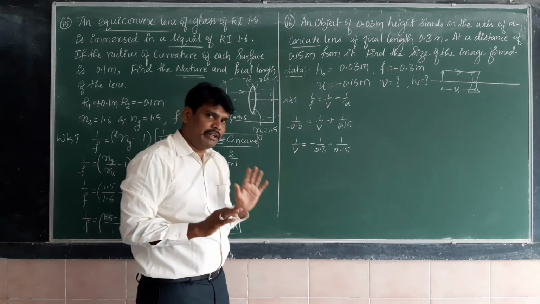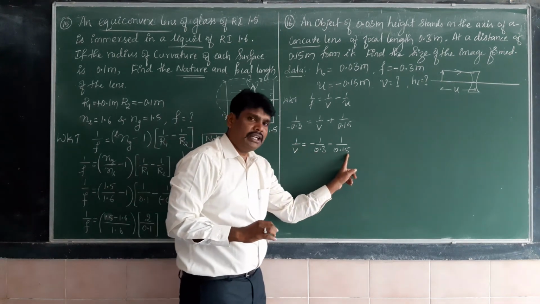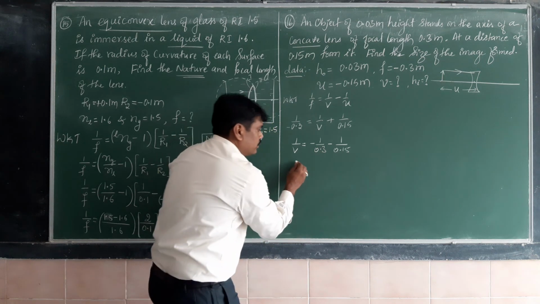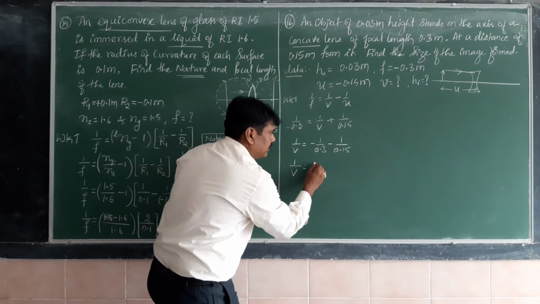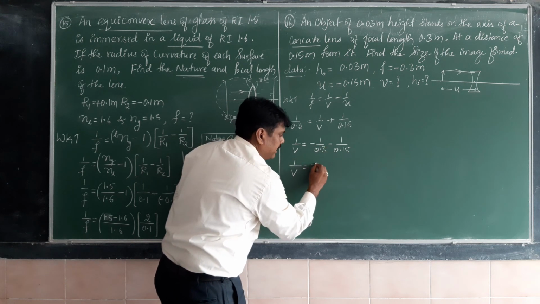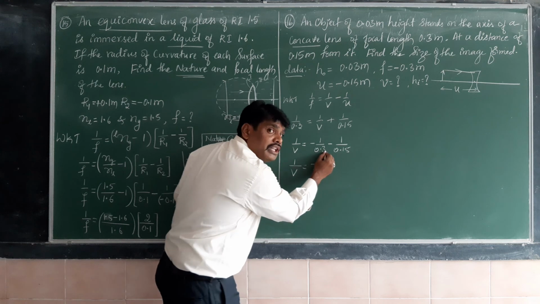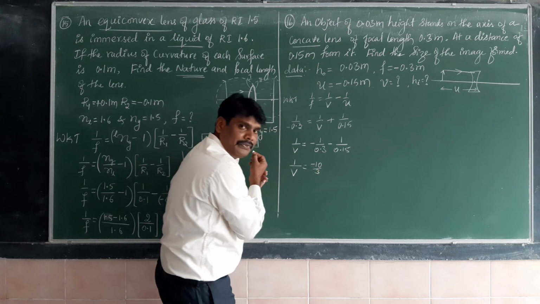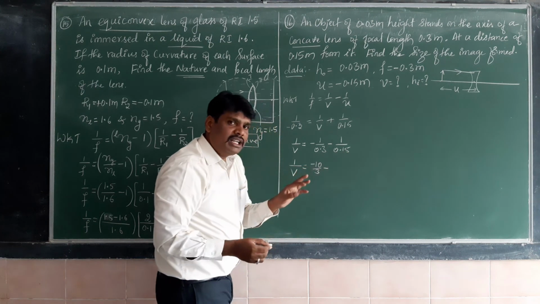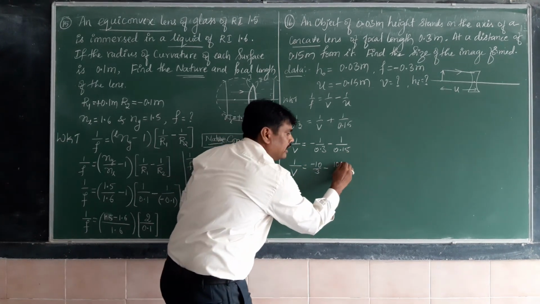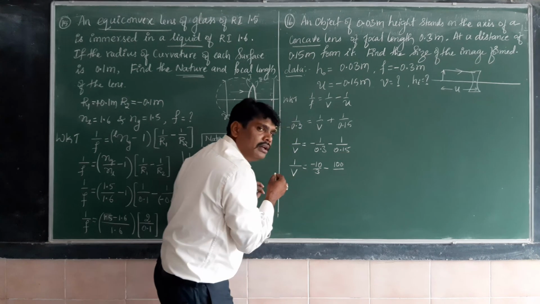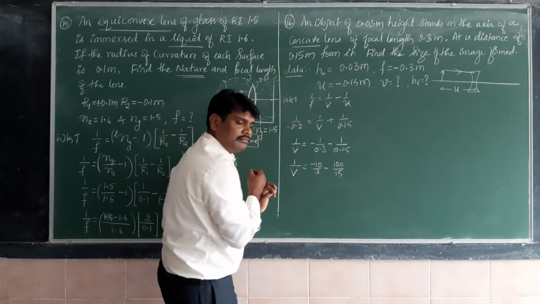For the sake of simplification, if there is a fraction, it is difficult to simplify, or else you can use the calculator. Better you simplify it in terms of 100. Multiply and divide by 10, it becomes minus 10 divided by 0.3 times 10, which is 3. Then the other term, multiplied and divided by 100, becomes 15. Isn't it?